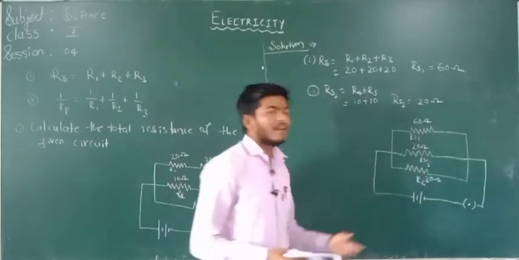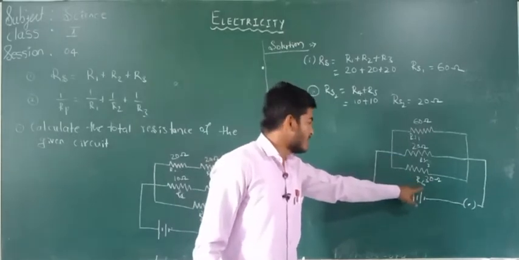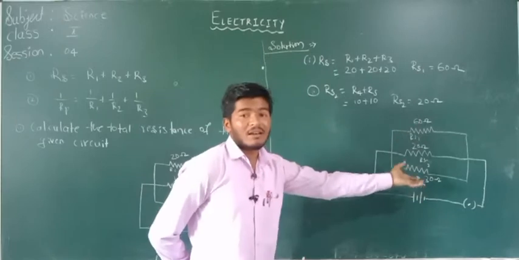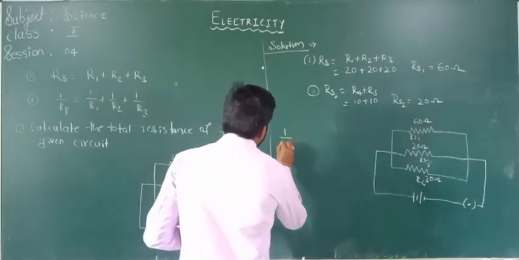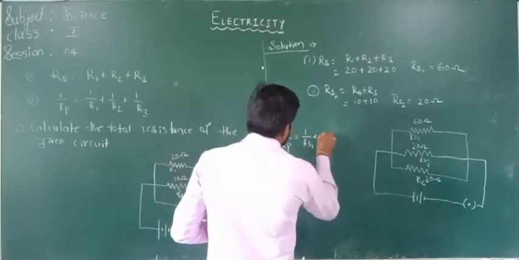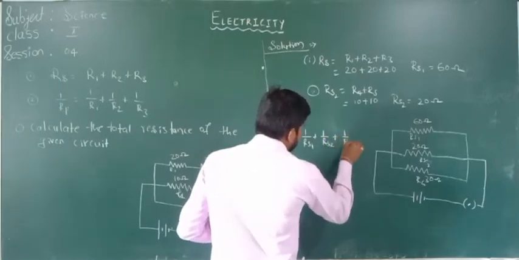See here, see the diagram. Rs1, Rs2, R6, these are in parallel connection. Now we are going to calculate the equivalent resistance, that is 1 divided by Rp is equal to 1 divided by Rs1 plus 1 divided by Rs2 plus 1 divided by R6.